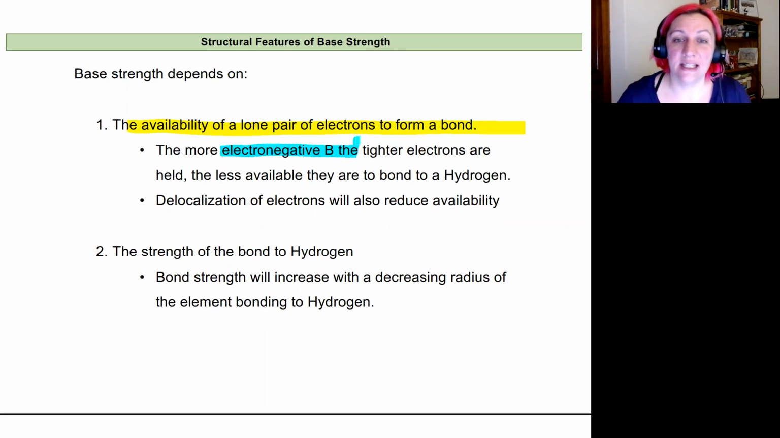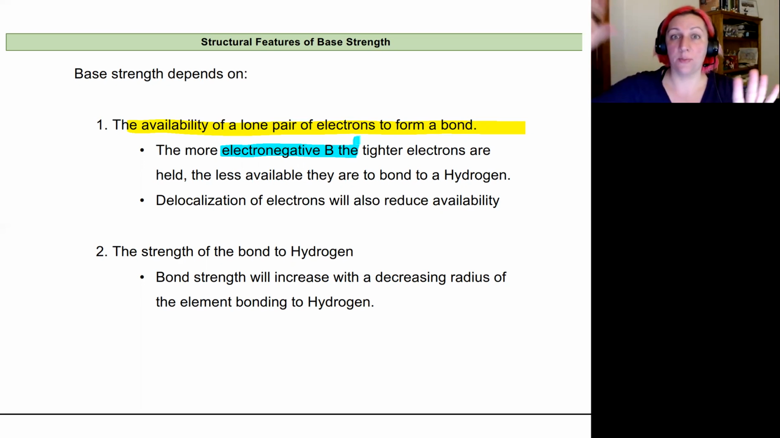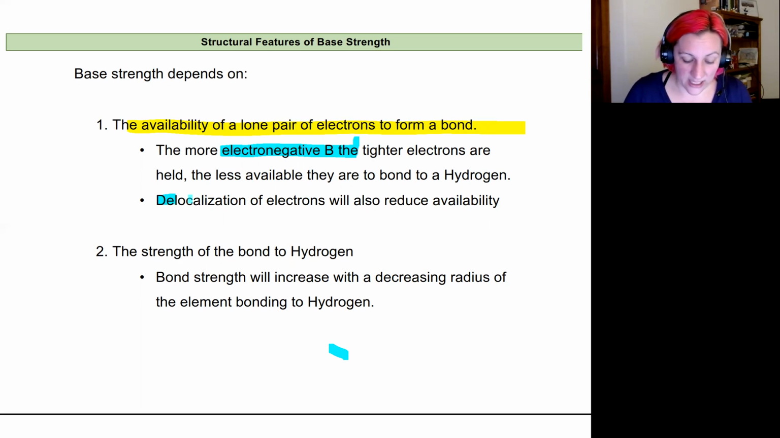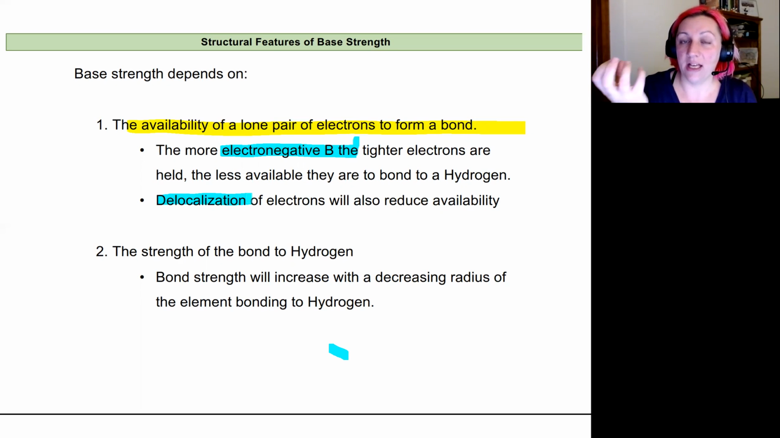We also see that if the lone pair on the base is delocalized, then it will reduce the availability of those electrons to form a bond, right? Because they're going to be kind of spread out. That delocalization stabilizes a conjugate base and makes something more acidic. Well, the delocalization of an electron pair that's going to form a bond with the hydrogen decreases the basicity of it. It makes it less available to create that bond.